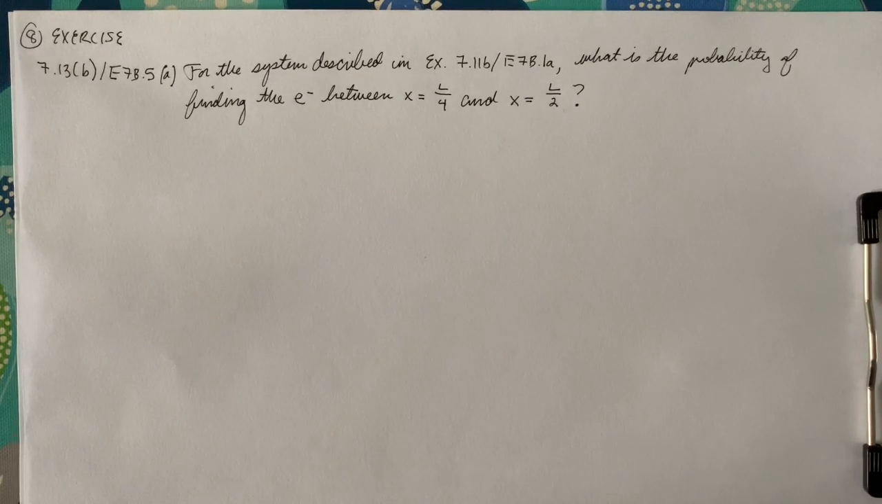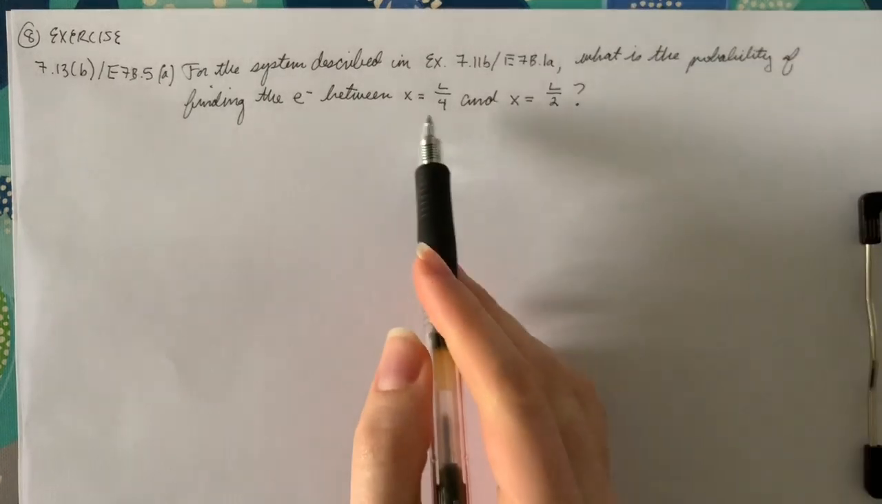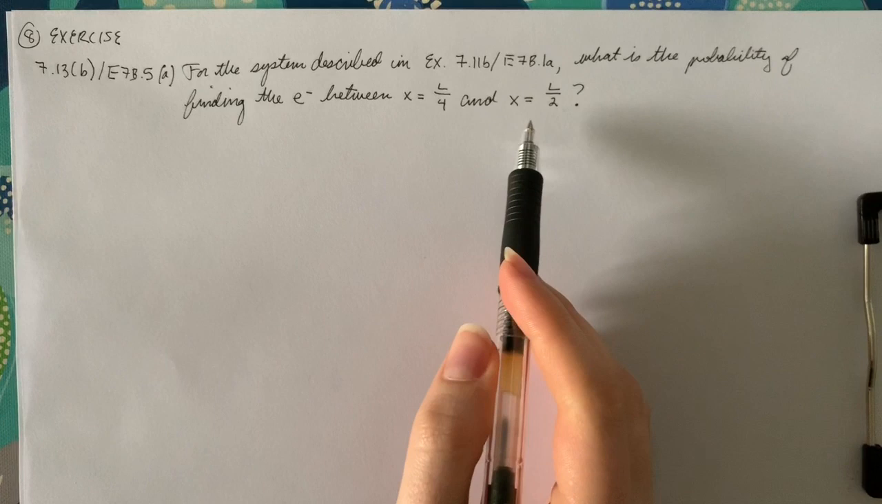Hello again. In this problem, problem number 8, we're going to be continuing off of the previous problem number 7 to look at the question for the system described in the previous problem. What is the probability of finding the electron between L/4 and L/2? And these are the bounds given.